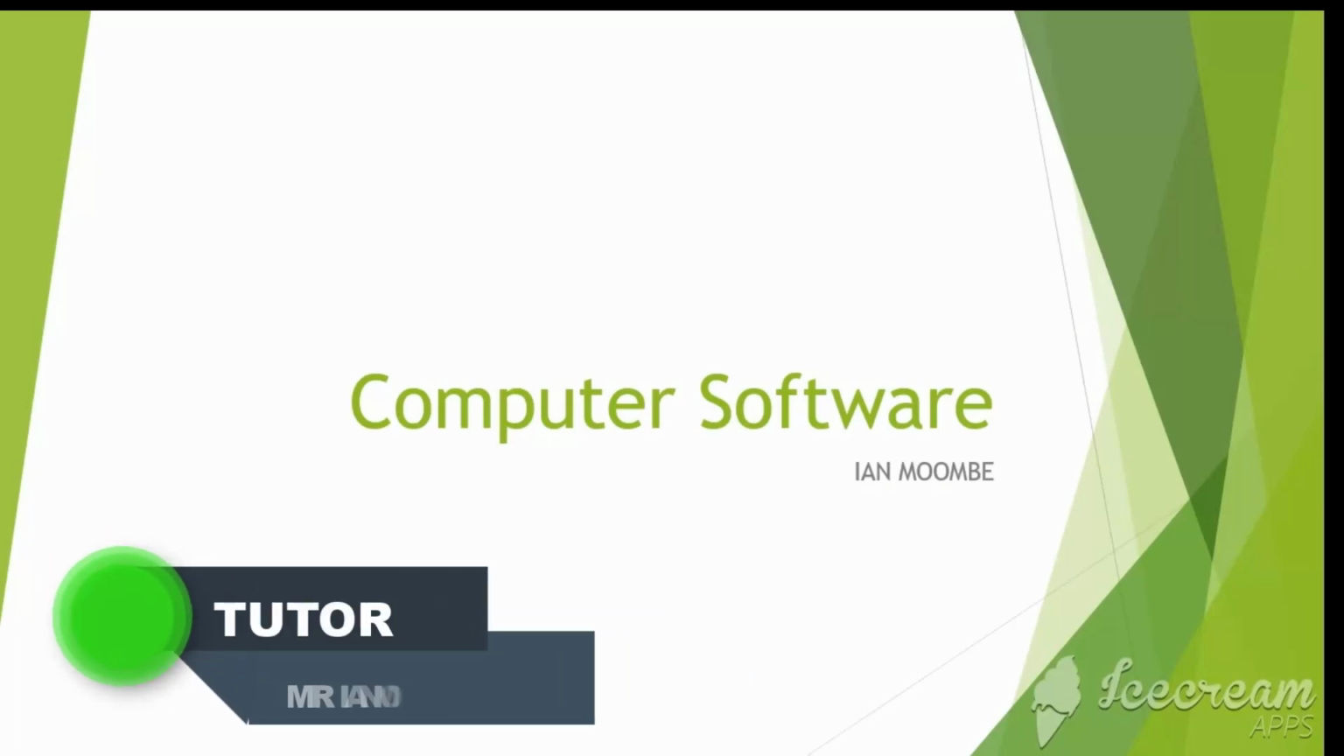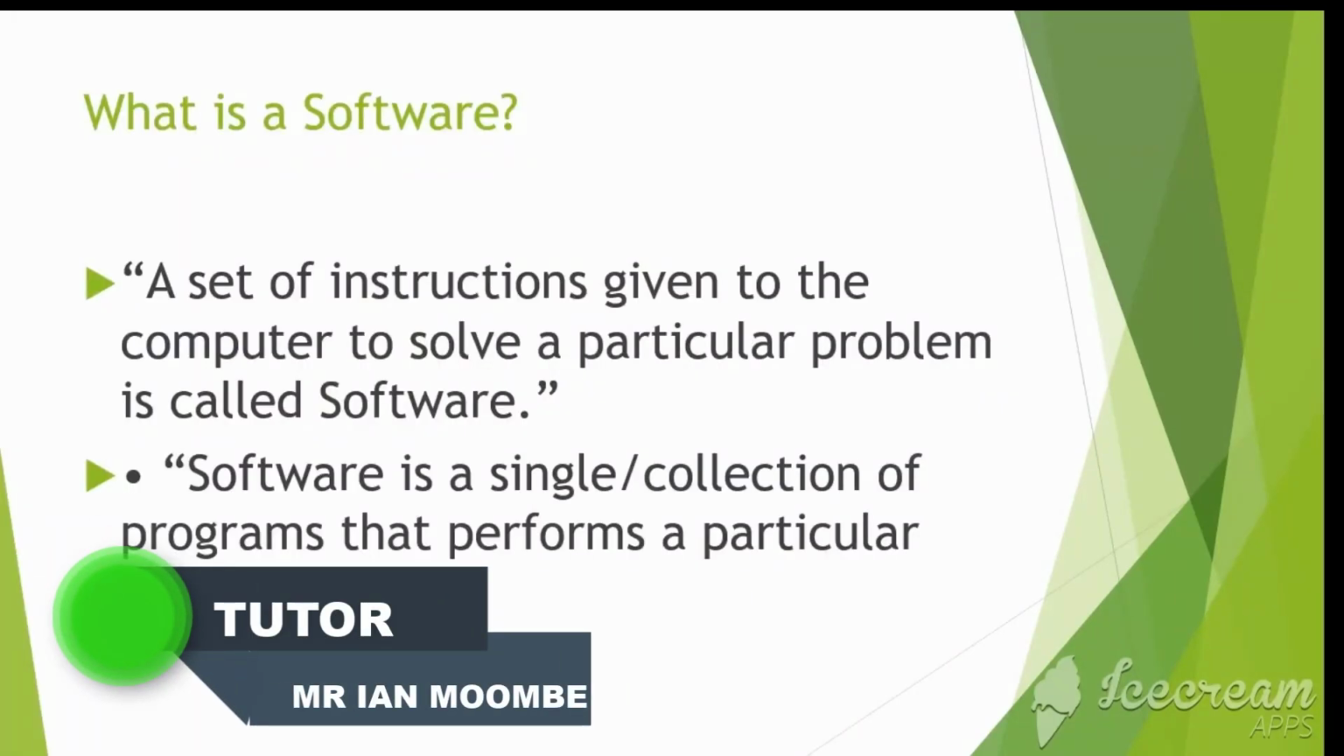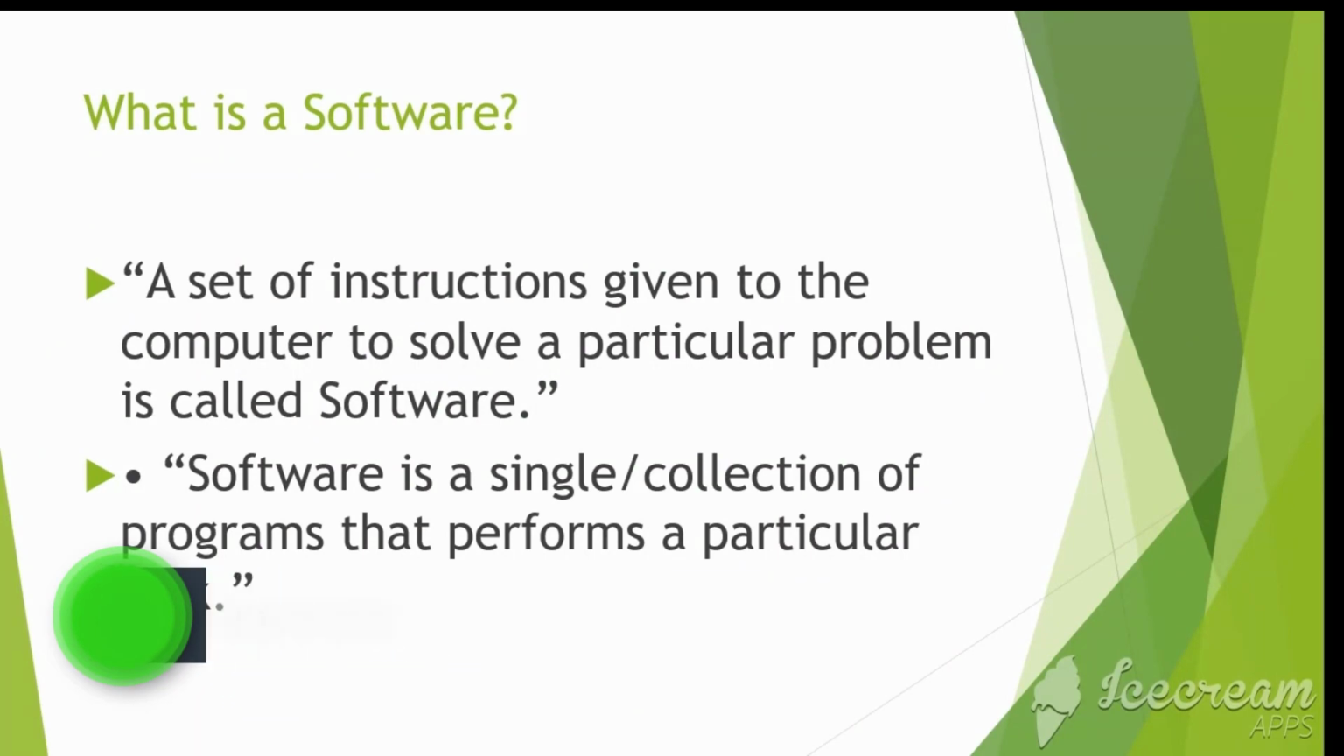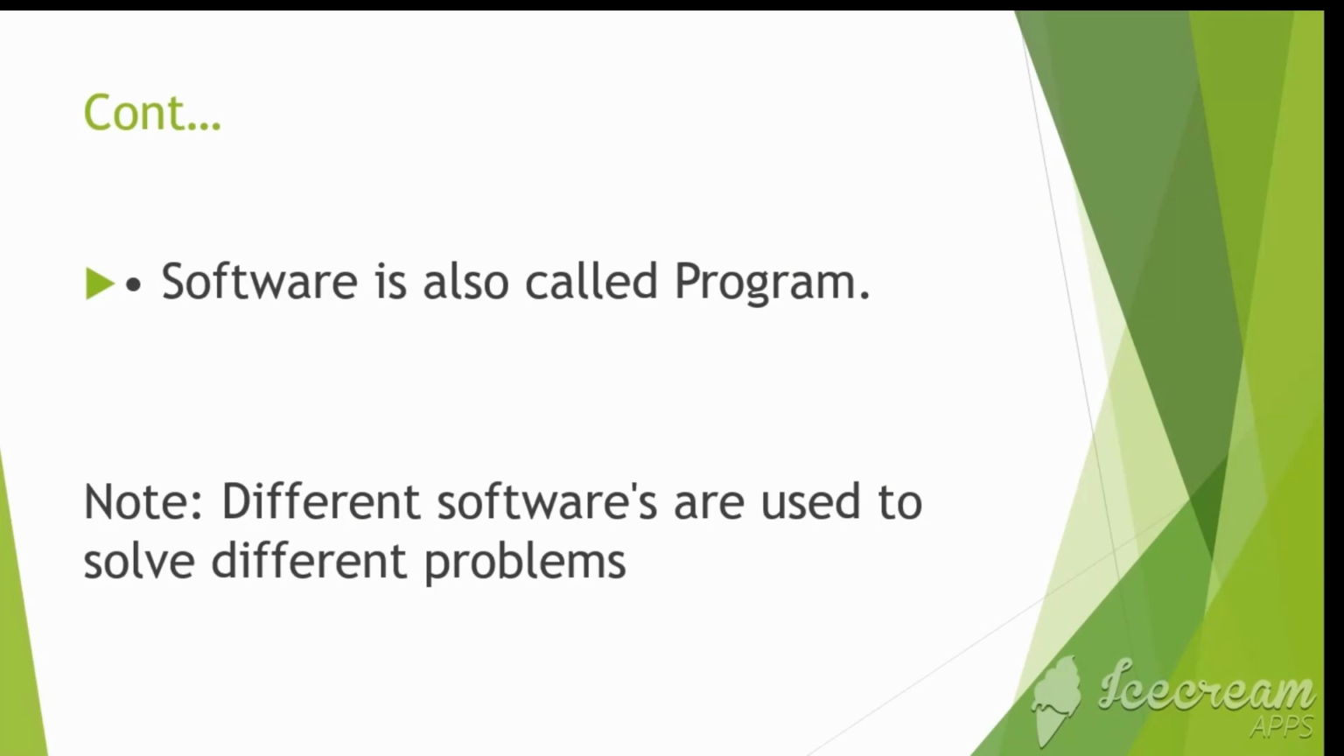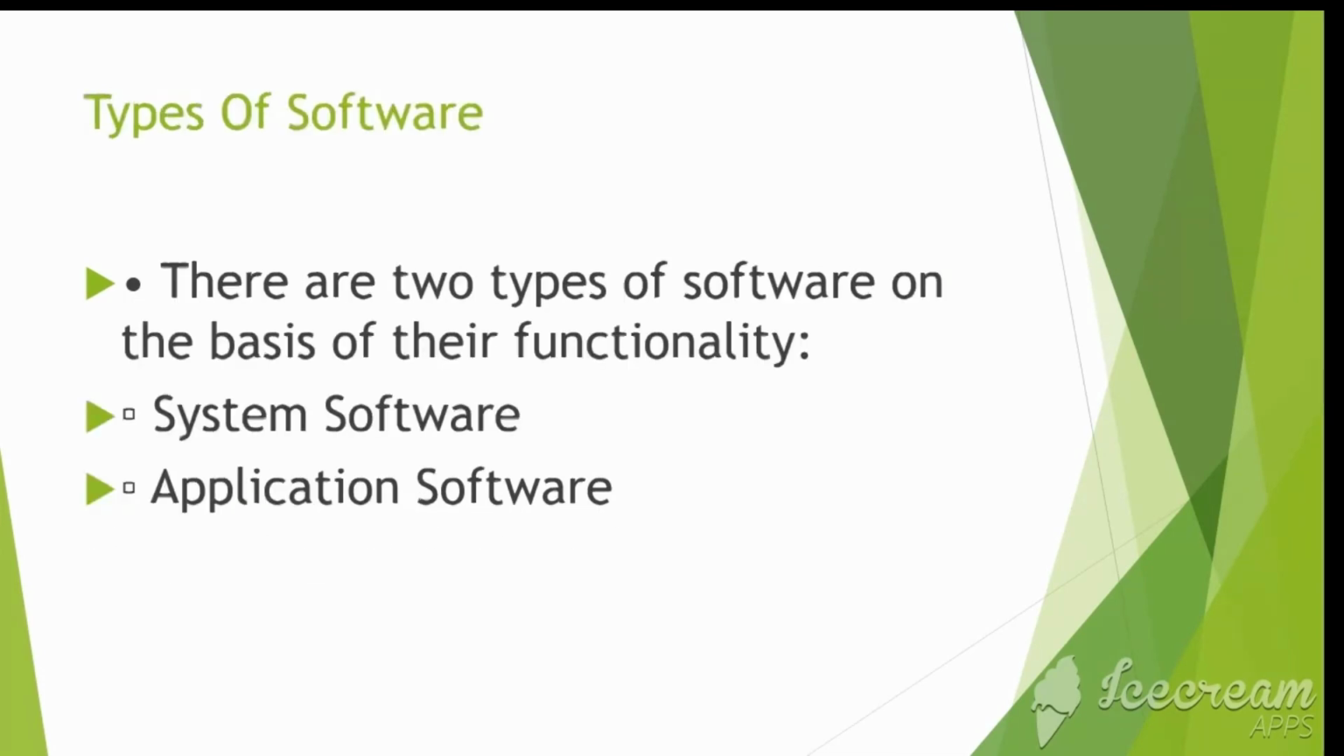So today's lesson is computer software. What is a software? A set of instructions given to a computer to solve a particular problem is called a software. Software is a single program or a collection of programs that perform a particular task. Depending on what kind of software it is, they are specific and perform particular tasks. A software is also called a program. Note that different softwares are used to solve different problems.